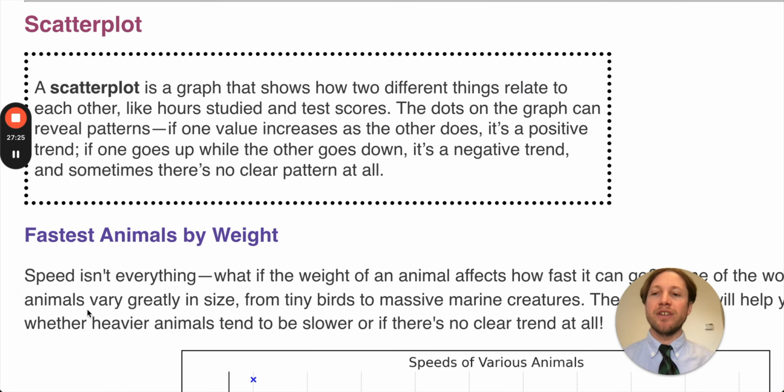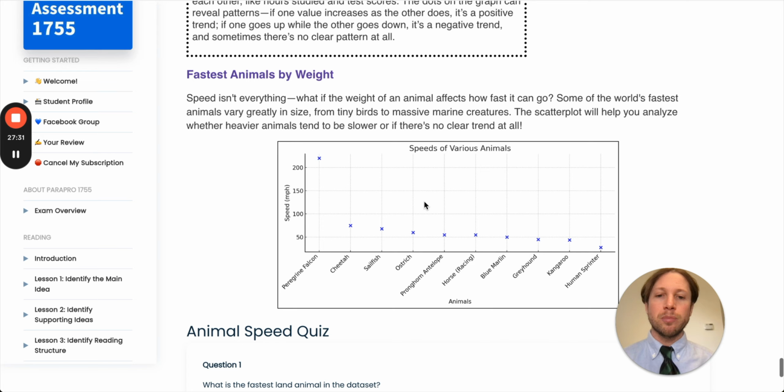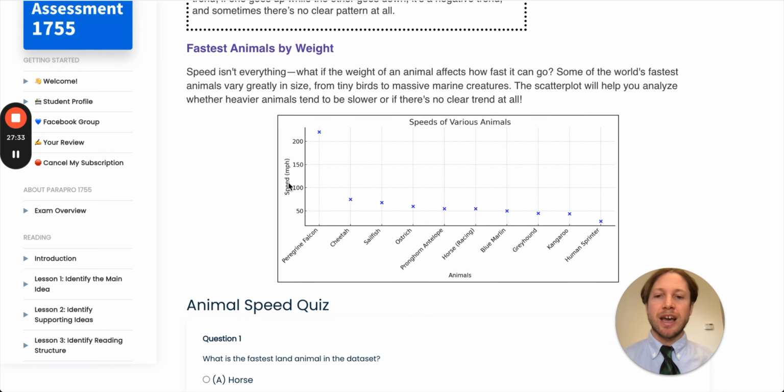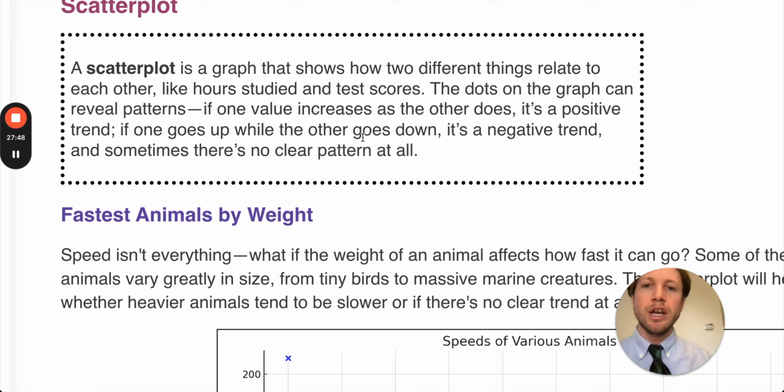Great job. We have next a diagram called a scatter plot. Let's have a look at this scatter plot. We can see that we have a y-axis, speed, miles per hour, and an x-axis, and this is labeled as animals. This title reads speeds of various animals.